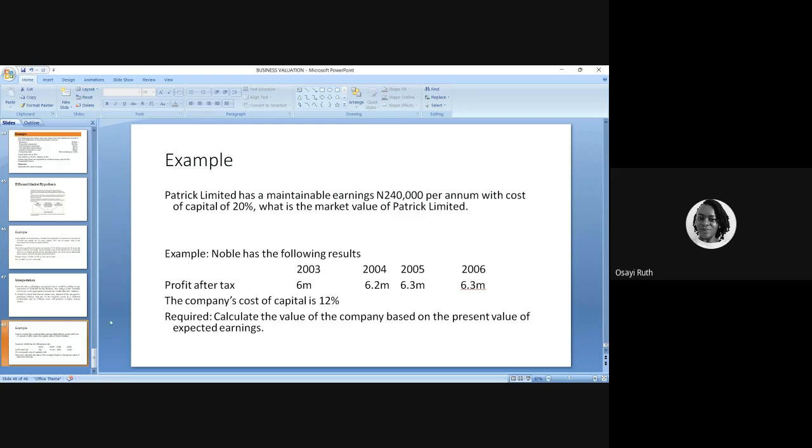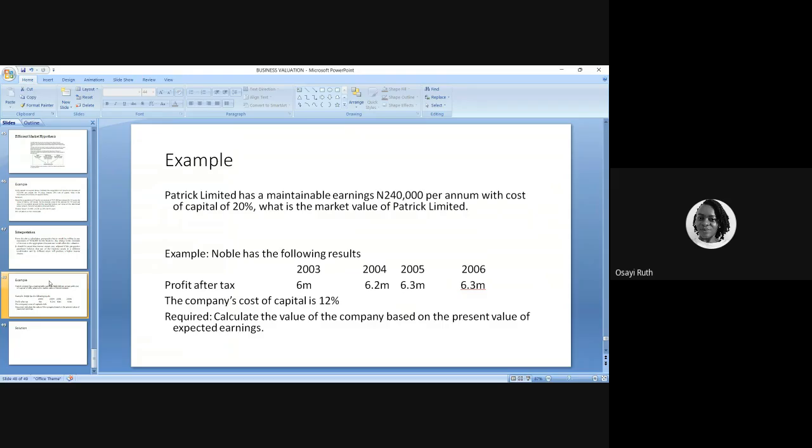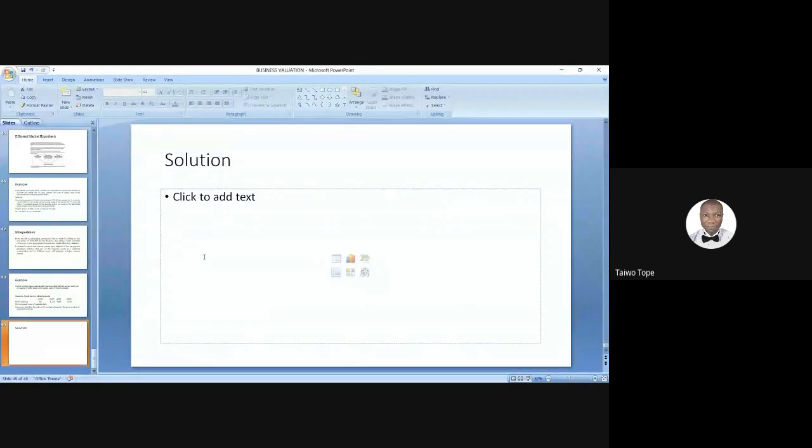The number of years is 4. Then the current dividend is 6.3, then the base is 6 million, minus 1. Then we need to present the formula to calculate the growth. So we need to use the formula to determine the growth rate, right? And what is that formula?